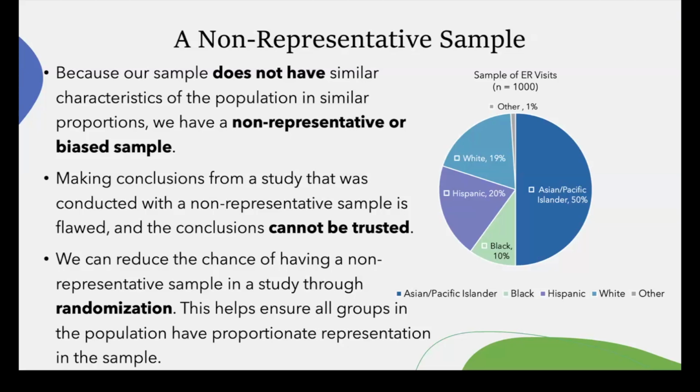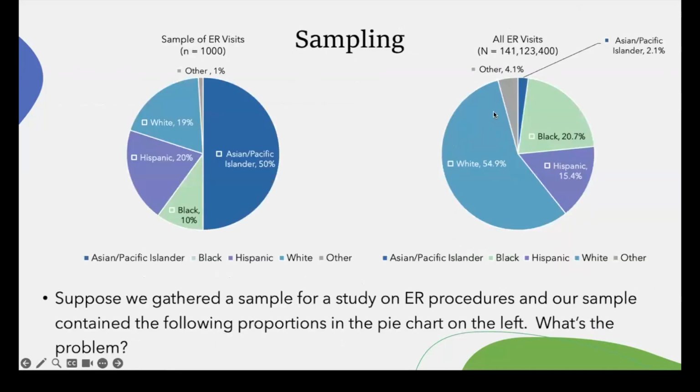If we make our sample through randomization, it helps ensure all the groups in the population have proportionate representation in the sample. So if we use random techniques to create our sample, we're going to naturally discover that the biggest proportion would be white, the smallest proportion would be Asian Pacific Islander. If we used true randomization, we would not get this biased sample that we see on the left. We would get something that looked more like this. Maybe not exactly like the population, but it would be close, okay? We wouldn't see drastically different proportions.